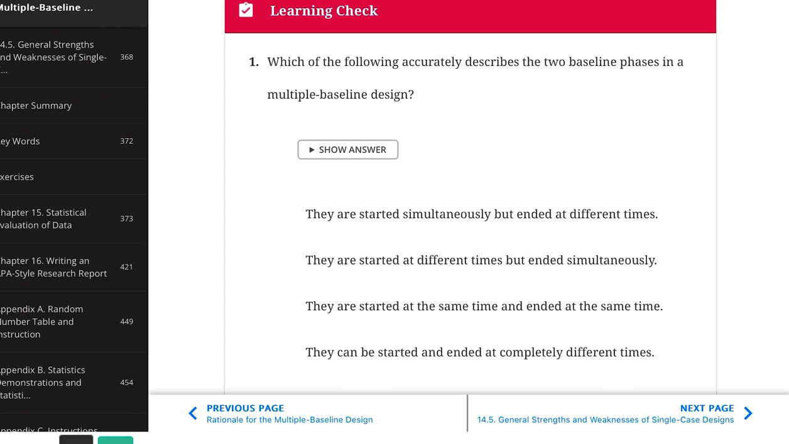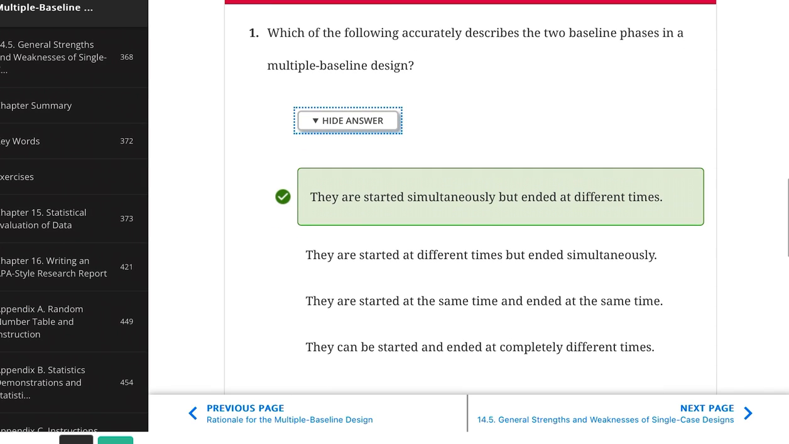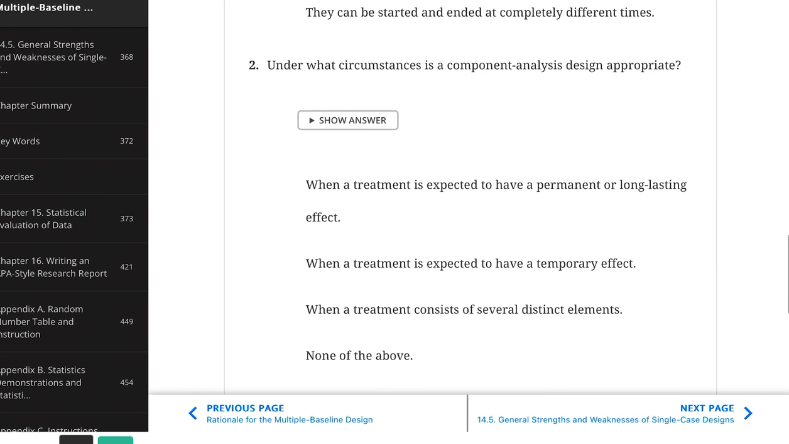The answer is that they are started simultaneously but end at different times. So remember, both baselines start at the same time, but the treatment is introduced at different times. So the baseline phase ends at different times. That's the key to making sure that you are showing a clear cause and effect relationship.